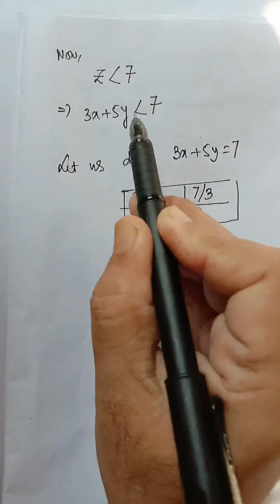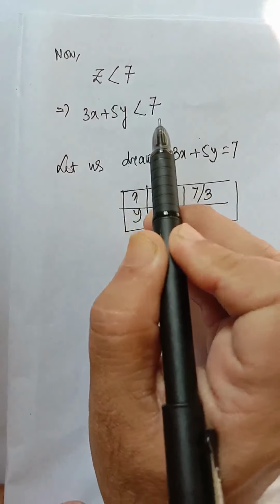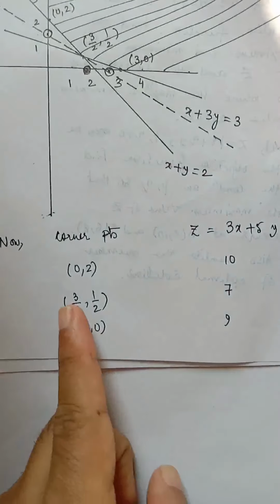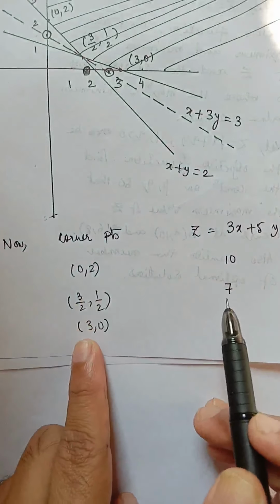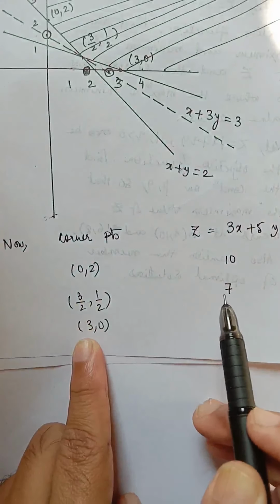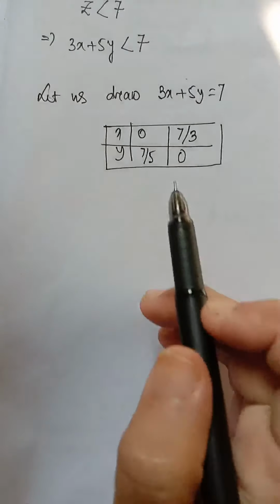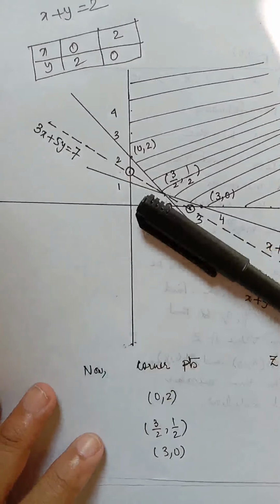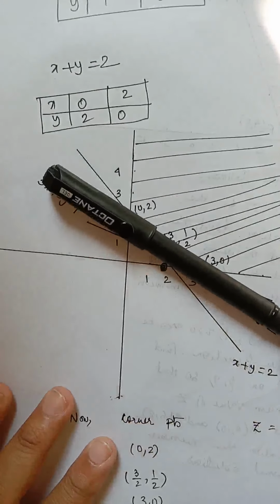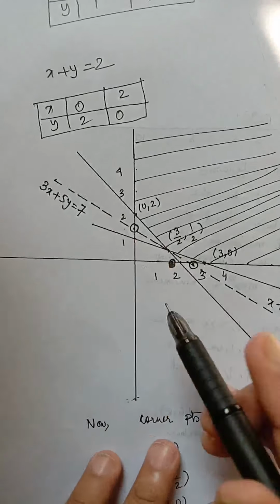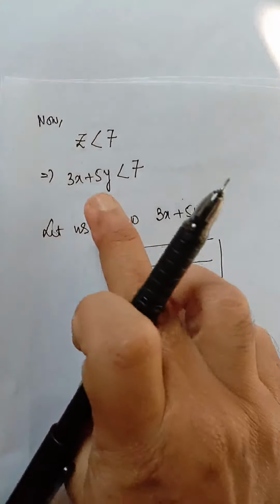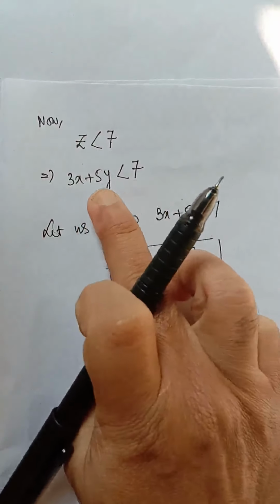Now let us find the region 3x plus 5y less than 7. Actually we want to check, can the value of Z be less than 7? Here we got the minimum value of Z as 7. Now 3x plus 5y less than 7 is the region containing 0, 0, because 0, 0 satisfies this inequation 3x plus 5y less than 7.